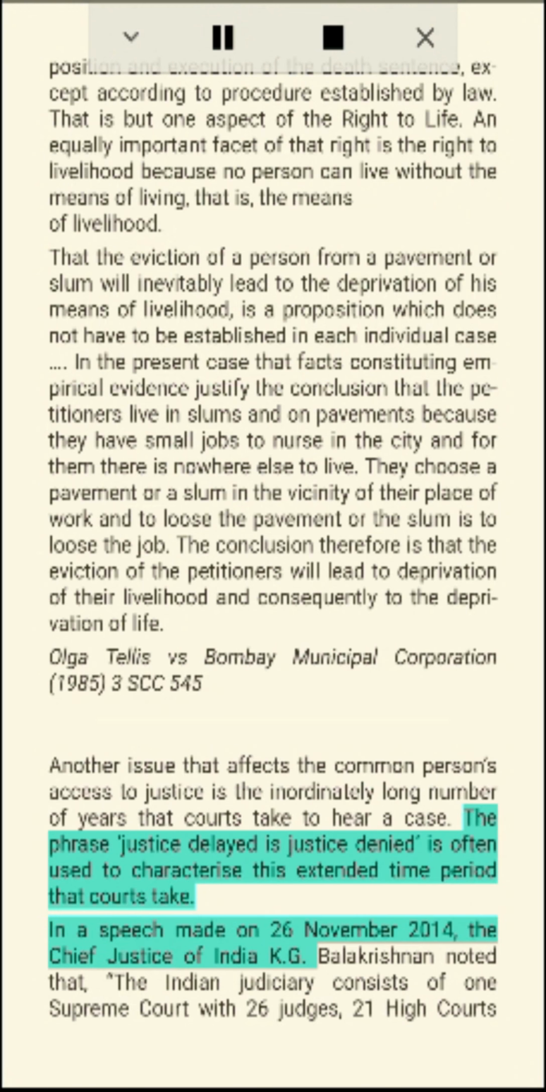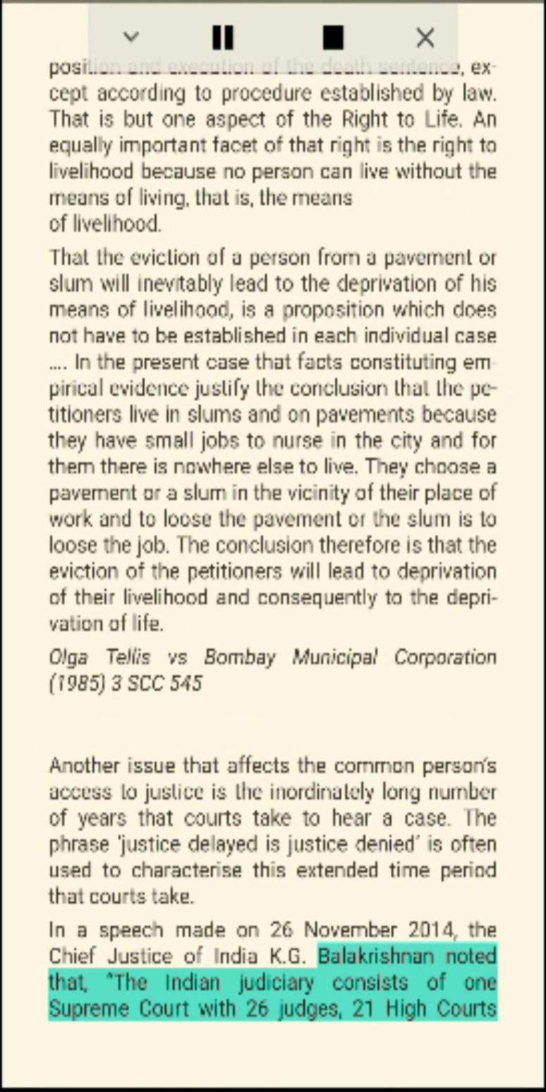Another issue that affects the common person's access to justice is the inordinately long number of years that courts take to hear a case. The phrase "justice delayed is justice denied" is often used to characterize this extended time period that courts take.